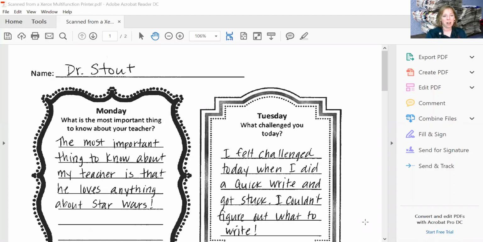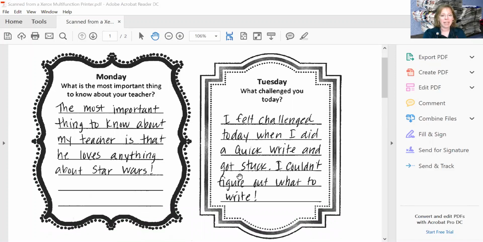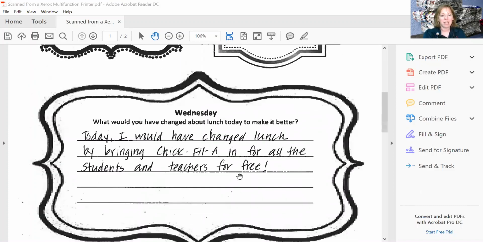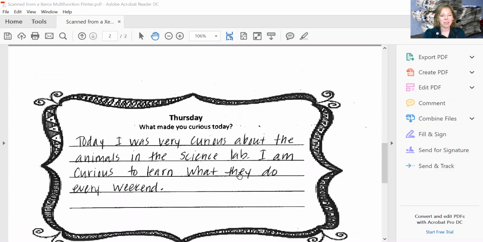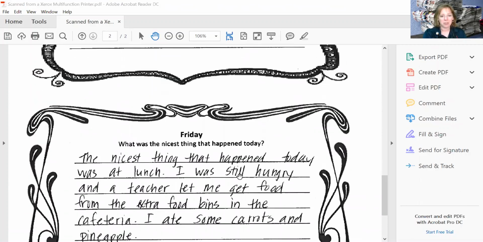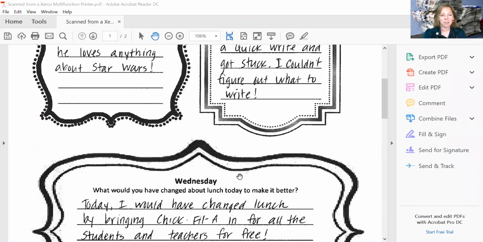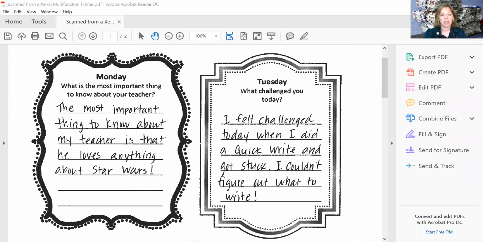You'll notice on the very top of this paper, if you look at the computer, I've written my name, Dr. Stout. You're going to write your first and your last name, so that way I know who the author is that is giving us this important information. And then every day we'll just do a quick survey of the paper. There's a box for Monday, for Tuesday, for Wednesday, and when you turn the paper over on the back, there's a box for Thursday and a box for Friday. I want to teach you how to fill out the different pieces of information in each box.